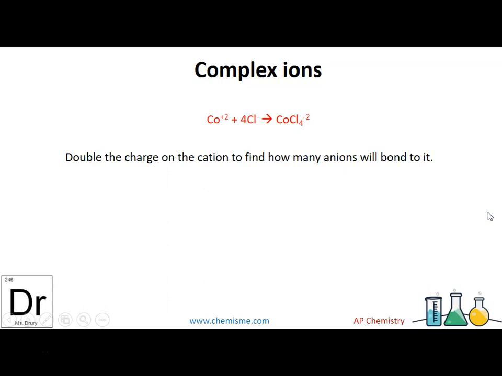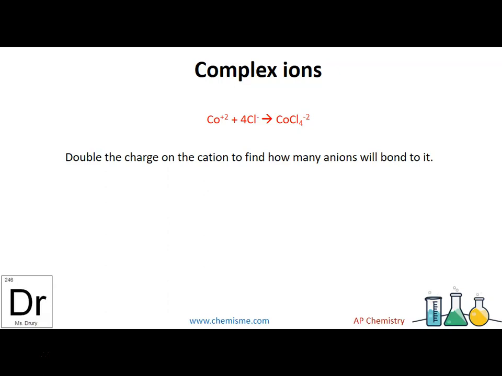So how do we figure out what complex ions are going to form? Like, how do I know that when cobalt reacts with chlorine, it's going to make CoCl4 and not CoCl2 or CoCl6 and all those things? Now, in a normal reaction, I would say cobalt would probably just cling onto the 2 chlorines and become CoCl2, and that would precipitate out because it's insoluble, right?